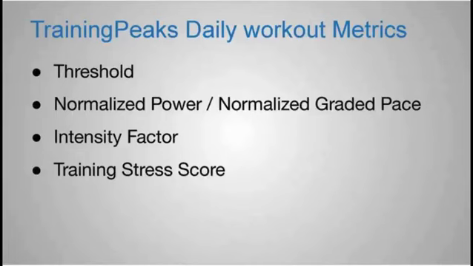The daily workout metrics are functional threshold, which we've already gone over, normalized power for workouts that are recorded with a power meter and abbreviated NP, and normalized graded pace, which is relevant for running workouts recorded with a GPS device, abbreviated NGP, intensity factor, or IF, and training stress score, or TSS.